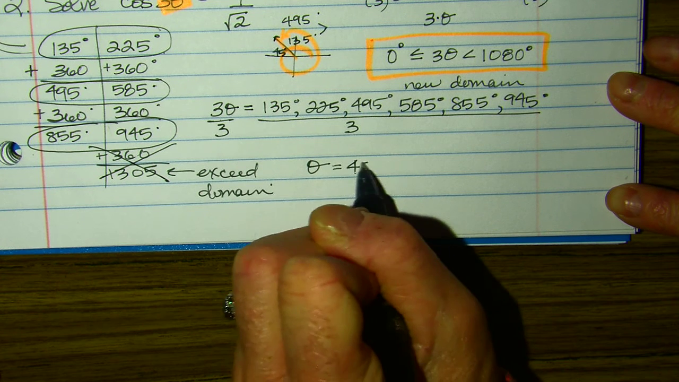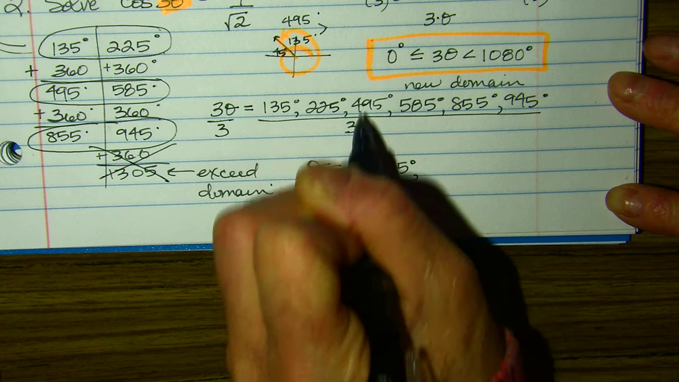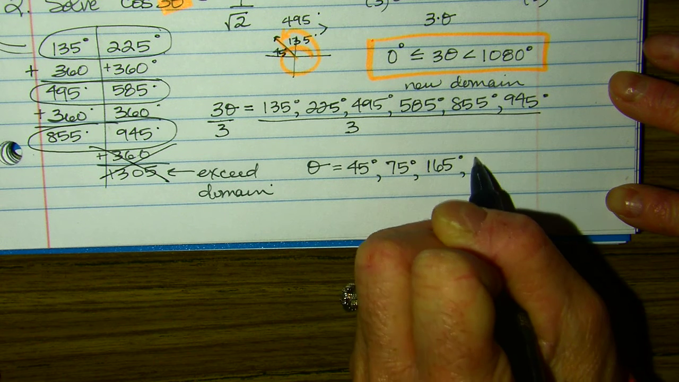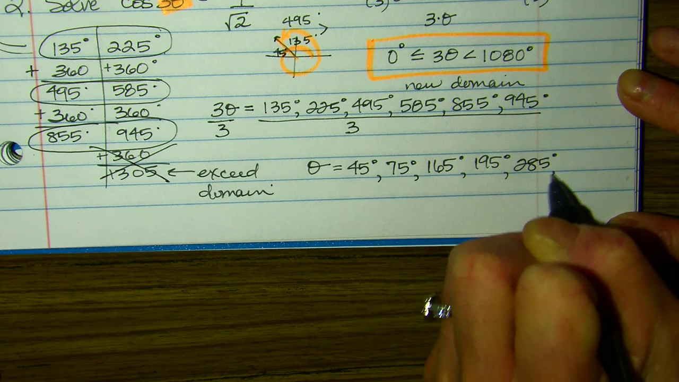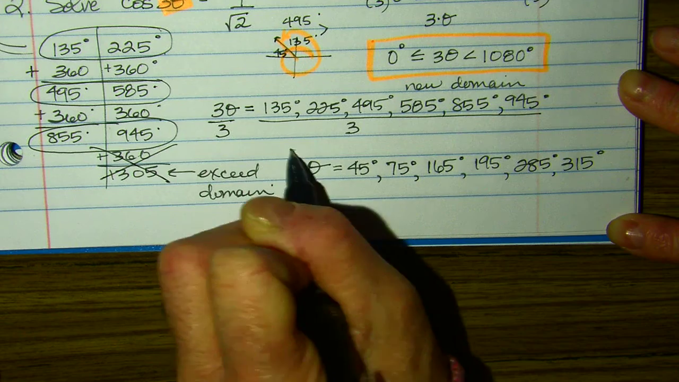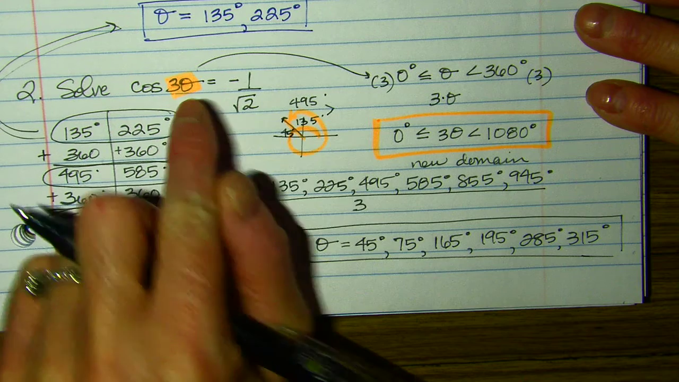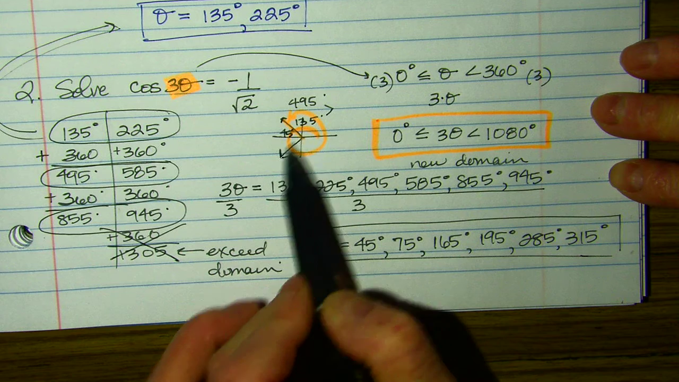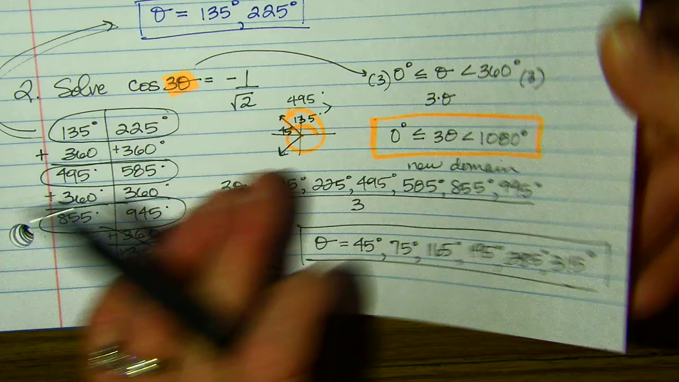135 divided by 3 gave me 45. 225 divided by 3 gave me 75. 495 divided by 3 is 165. 585 divided by 3 is 195. The last 2 divided by 3 gave me 285 and 315. So these are all the angles that if I plug them into here, 3 times theta, I would get a ratio of negative 1 over 2 because they would all end up in these 2 quadrants. They're just rotations of a 360. So I'm going to do 3 more like that so you get kind of the full process.